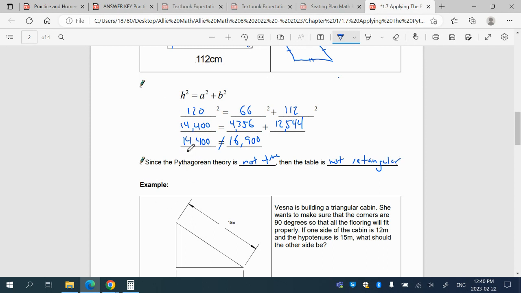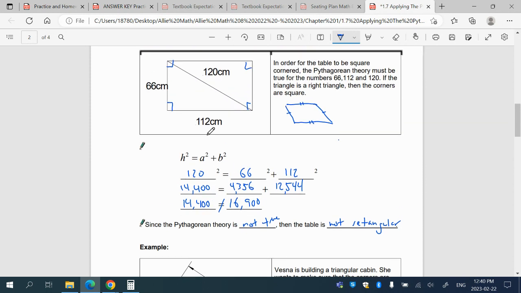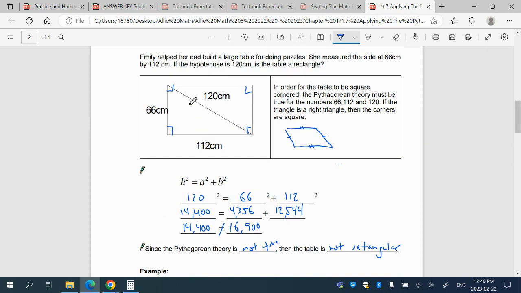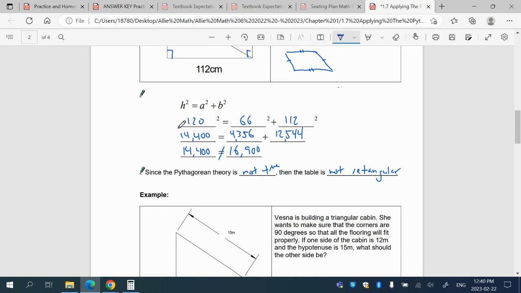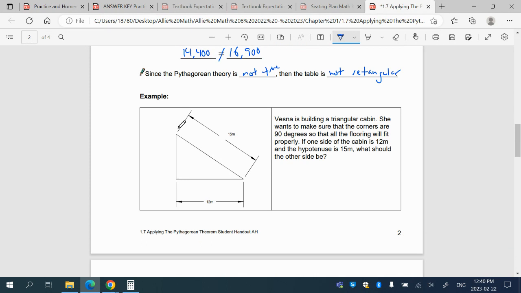Okay, so 14,400 does not equal 16,900. Therefore, Emily and her dad haven't done a very good job of making this table. That's okay. They'll try again.